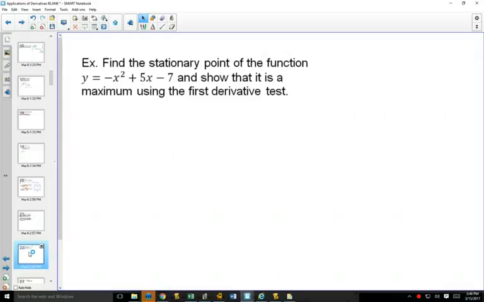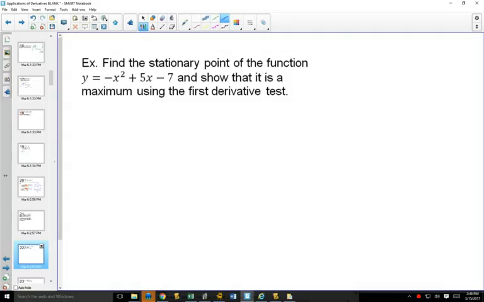So here's a parabola. It says find the stationary point and then show that it is a maximum using our first derivative test. So for our first derivative test, we need to find that critical point by making the derivative equal to 0, and then use that sign diagram to show where it's increasing and decreasing. And if we can show that it's increasing before and decreasing after, we'll know that it's a maximum.